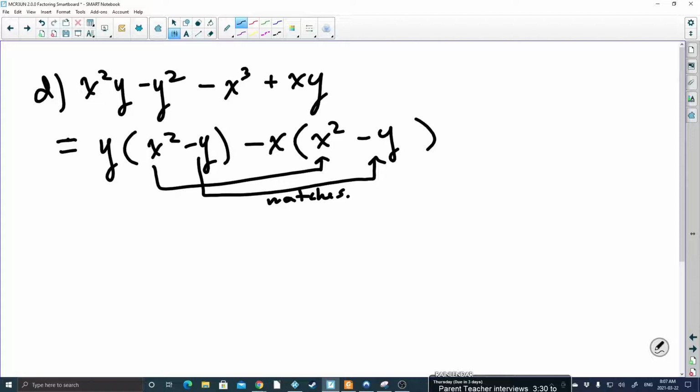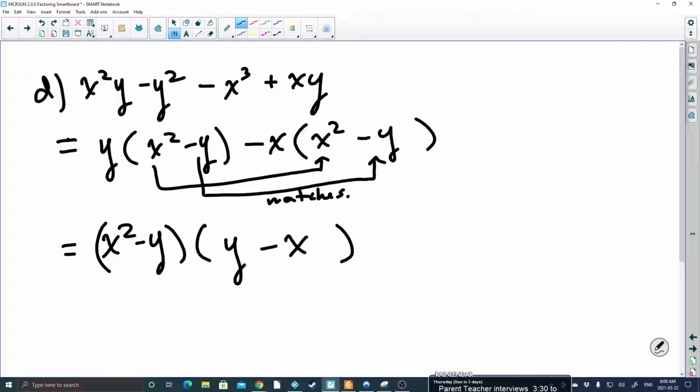And just like we did in the previous slide, this time I'm going to skip the variable substitution. I'm trying to get you to eventually be able to not have to do that for factoring. You can see that this x squared minus y is common to both of those terms. So we're going to pull the x squared minus y out in front. What's the leftover in both positions? Well, the first leftover would be y here, and the second leftover would be negative x here. And that is another example of factoring by grouping.